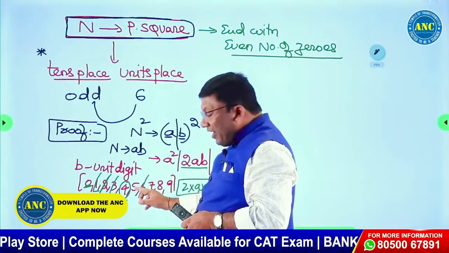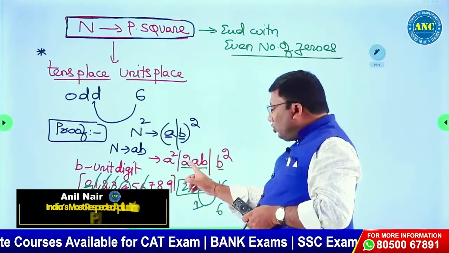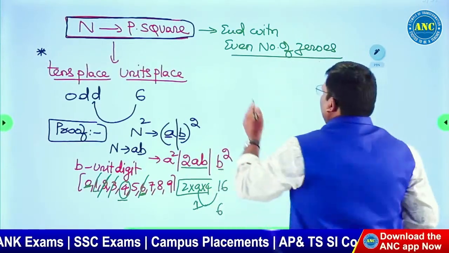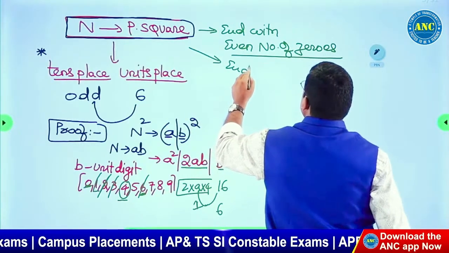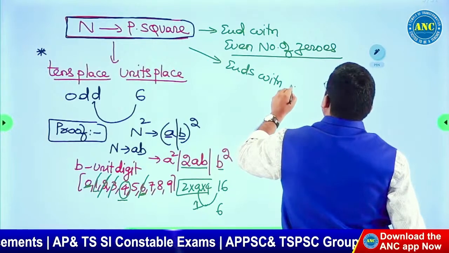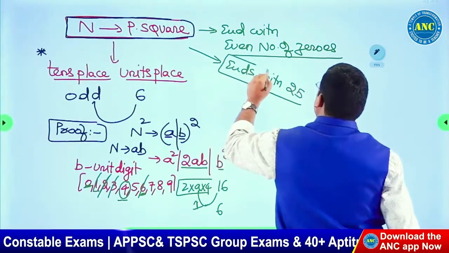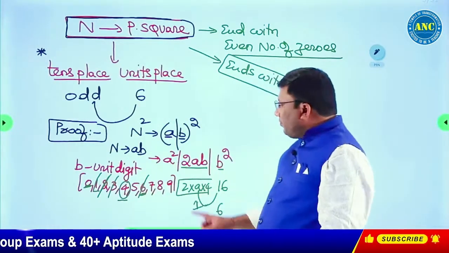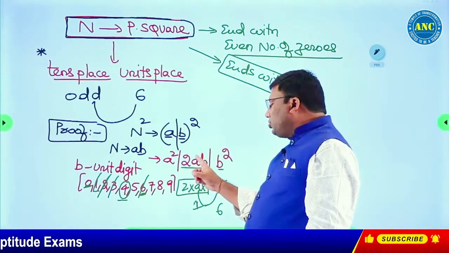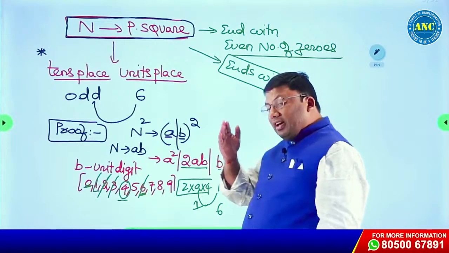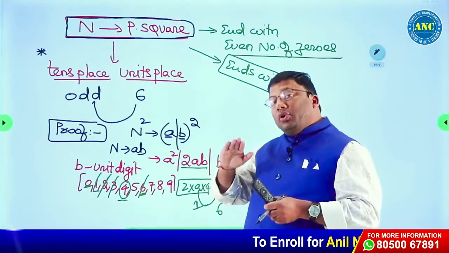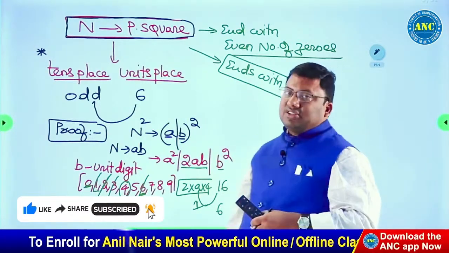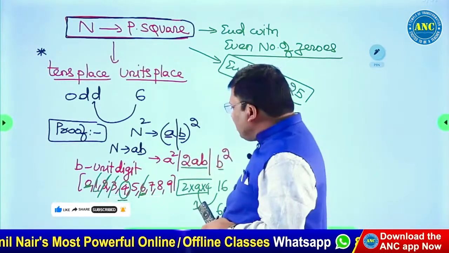This is over. 5 square. 5 square is 25. 2 into A into 5. 2 5s are 10. 0, 2 carried. That means a perfect square, if it is ending with 5, always ends with 25. A perfect square cannot have 45, 65, 85, 95, 75. Why, sir? If B is 5, A with 5 whole square: A square plus 2 into A into 5, plus 5 square. 5 square is 25. 5, 2 carried. 2 into A into 5, unit digit 0. 0 plus 2 is 2. A perfect square always ends with 25.